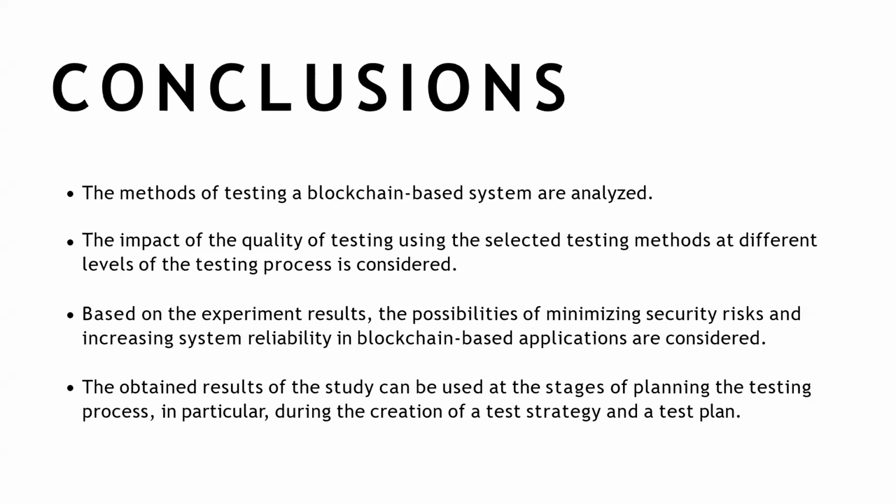Summarizing the results of the research, we can conclude that during the planning of the testing process, special attention should be paid to functional testing and testing of smart contracts as part of it, because this testing method can provide confidence in the reliability of the system from the first stage of the testing. The results of the research can be used at the planning stages of the testing process, such as creating a test strategy and a test plan.